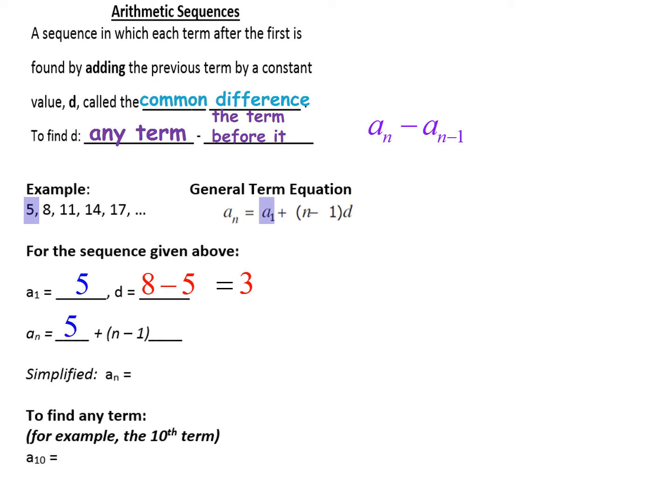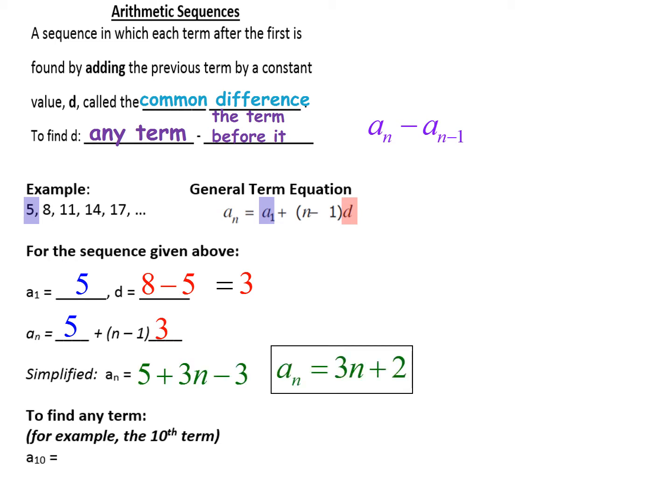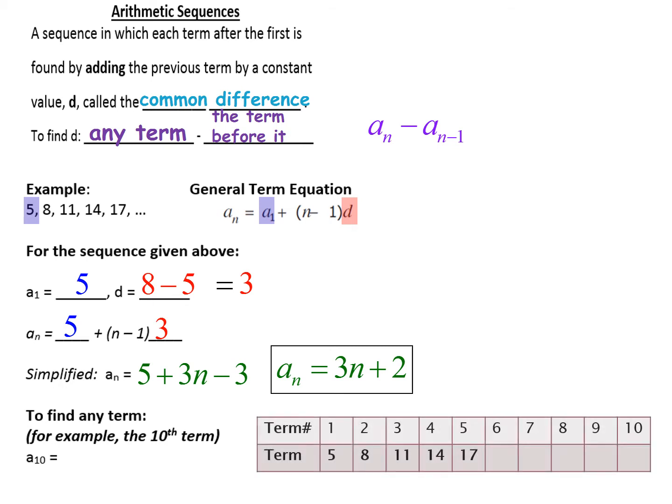I'm going to place that in my general term equation: 5 plus n minus 1 times 3. I'm going to use the distributive property, and then I'm going to simplify, and I have a general rule for this particular sequence. So now I can find the 10th term in the sequence.